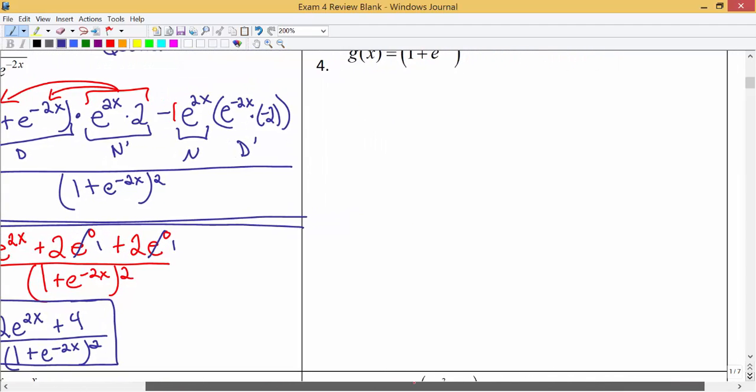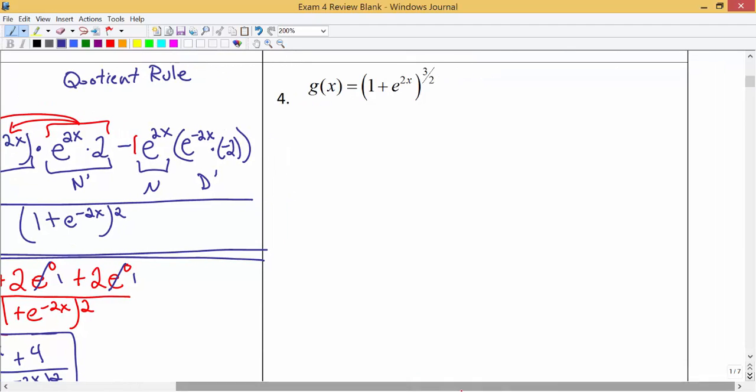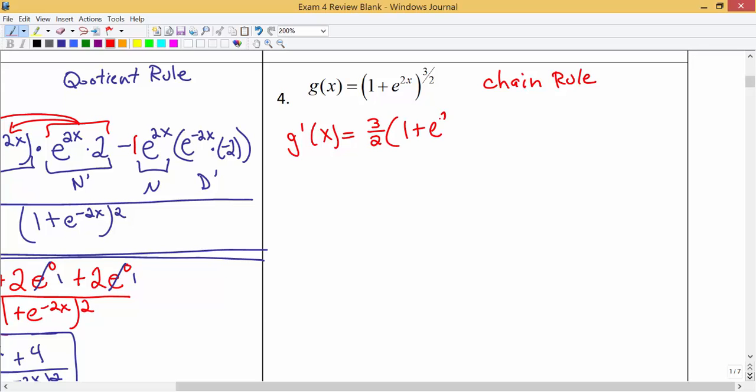Alright, so for number 4, we have a group of terms raised to a higher power. So this should sound like the chain rule. So we're going to bring the power down to the front. So I'm going to multiply the front by 3/2. So that would be 3/2 times, so we're going to write the inside function as is. Reduce the power by 1, so I'm going to subtract 1, which means I'm really subtracting 2 over 2. So we get 1/2. And then we also have to multiply by the derivative of the inside function.